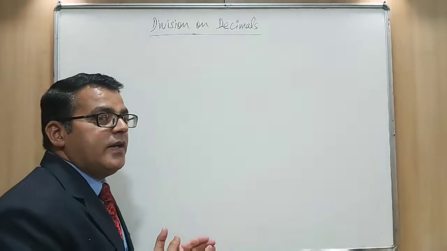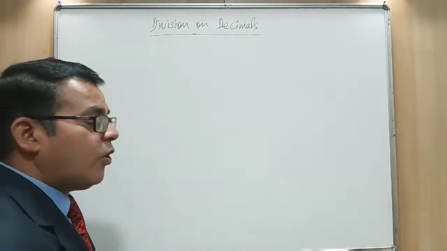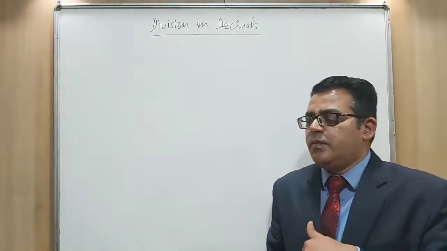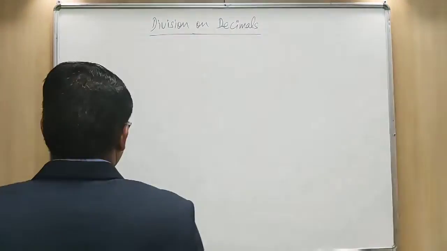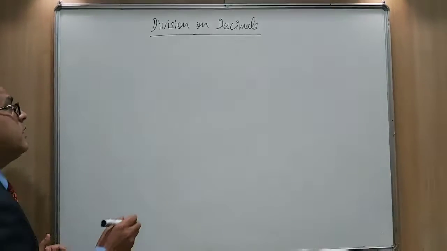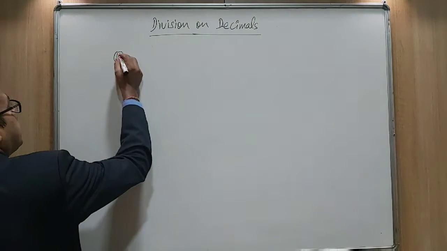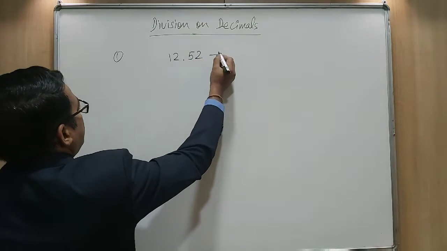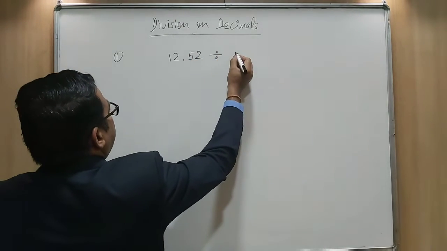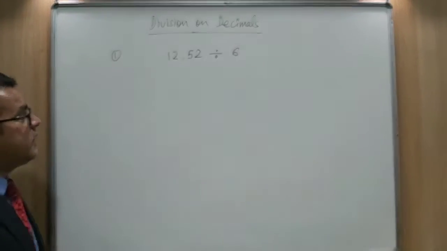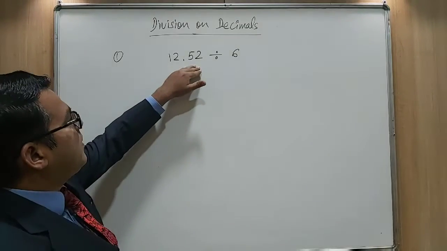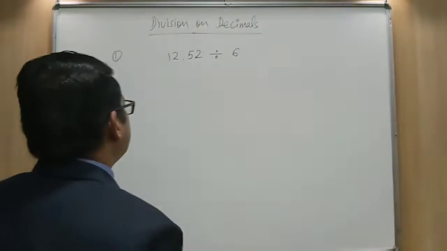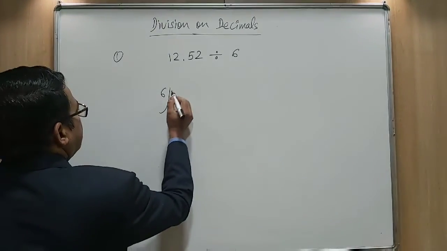How we can divide any decimal number by a decimal number, or any number by a non-decimal number, or any decimal number by a non-decimal number. So many conditions we'll take here, different types of conditions. And the very first question I'm taking here is 12.52, and we will divide this number by 6. You can see here the first number is a decimal number and this 6 is an integer. So how we can solve it? So let's start division.